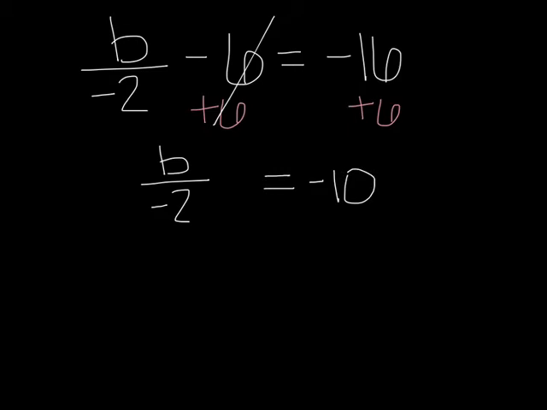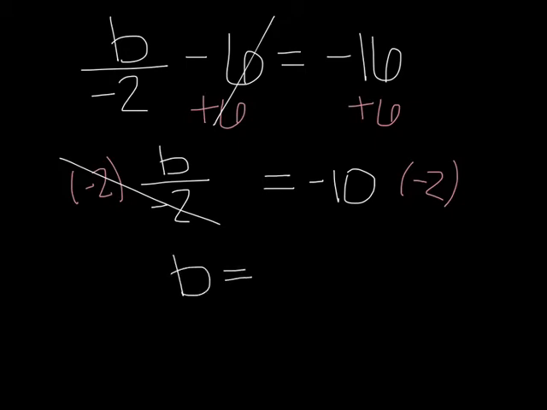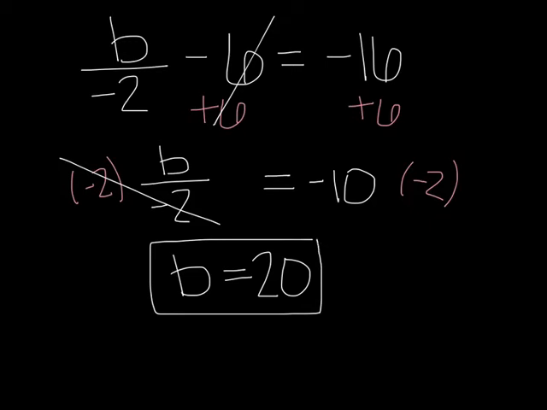Now that the only thing on one side of my equal sign is a fraction, I will address that denominator right now. If I multiply both sides by the denominator, I will essentially eliminate my fraction. So I'm going to multiply both sides by a negative 2. I do this because negative 2 divided by itself is 1, and 1 times b is b. Negative 10 times a negative 2, negative times a negative is a positive, 10 times 2 is 20, so our b value is 20.